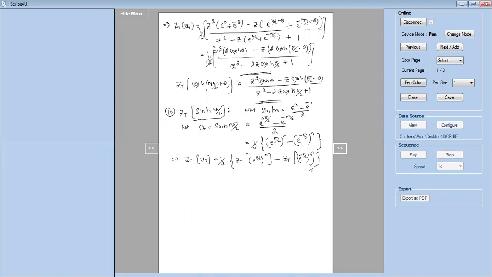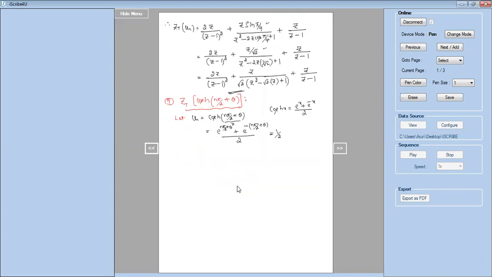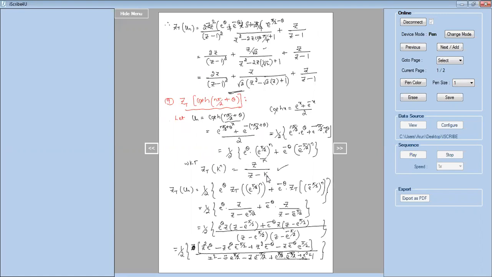In the same way I can do this. It is a similar problem, correct? It is just a repetition. So what we can do, I can write this as 1 by 2 into z by z minus k. Correct? It looks like z transform of k power n. The formula is z by z minus k, and k is this term, e power pi by 2. Then minus, second term is z by z minus k, k is e power minus pi by 2 here. So we have applied this formula, Z transformation of k power n, Z by Z minus k.